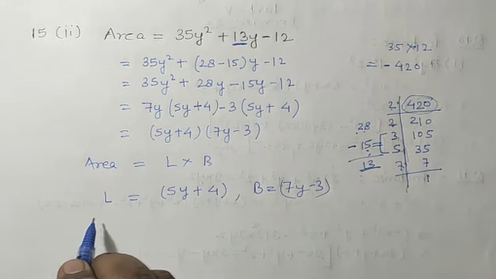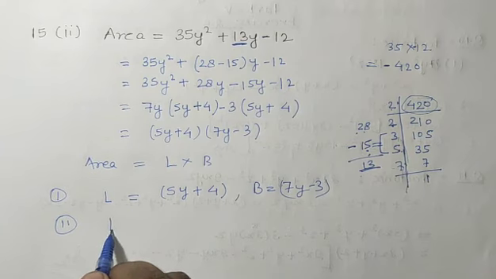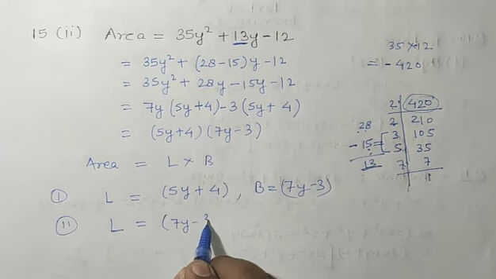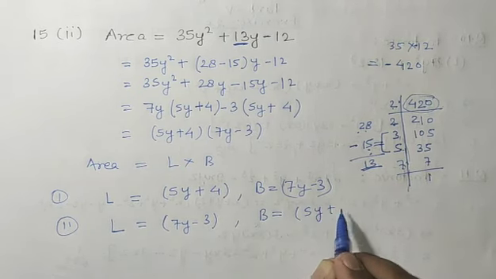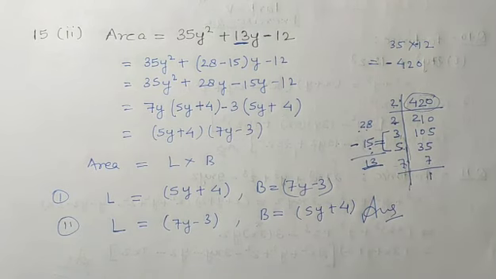Here it is the first case, and if the length is 7y minus 3, then in this case breadth will be 5y plus 4. So this will be your answer students. So like this you can solve the question easily.